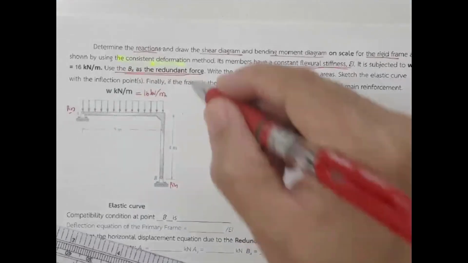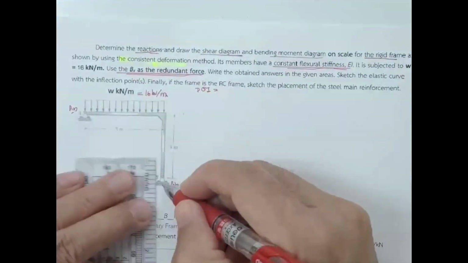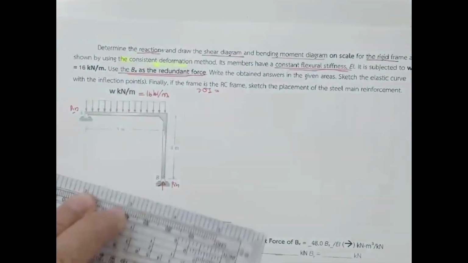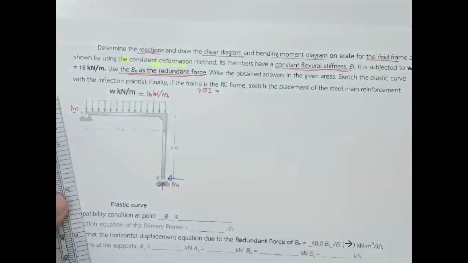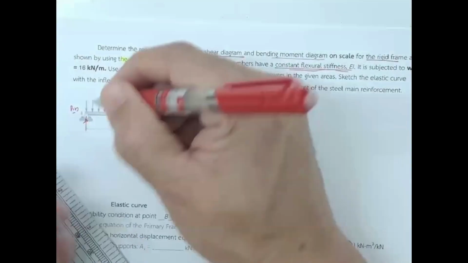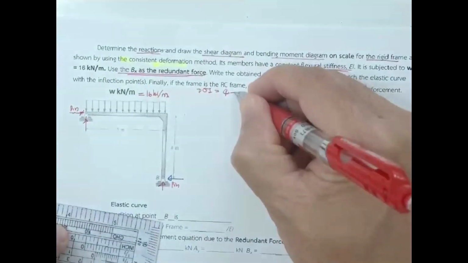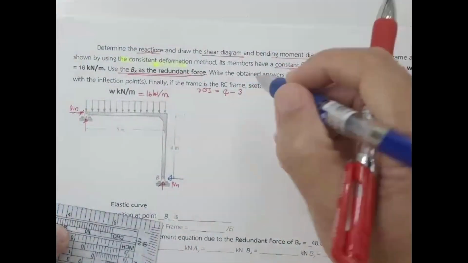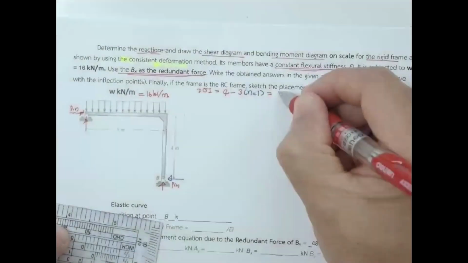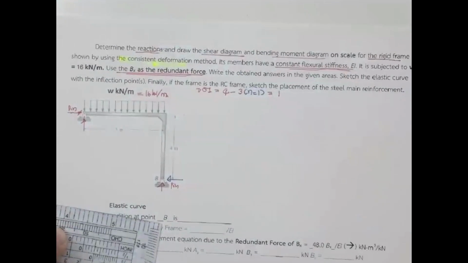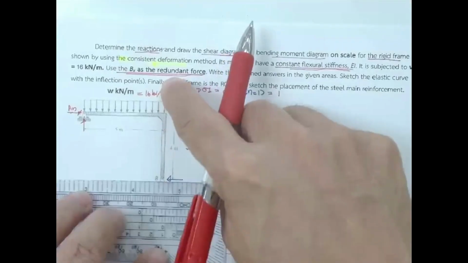So based upon this one, we have the degree of indeterminacy equal to what? This is going to be 1 reaction single pin, and this is going to be 2, and this is going to be 3, and this is going to be 4 reactions, minus 3 equations for 1 free body diagram. So the degree of indeterminacy is going to be 1. And based upon the given information over here, B sub X is going to be the redundant.